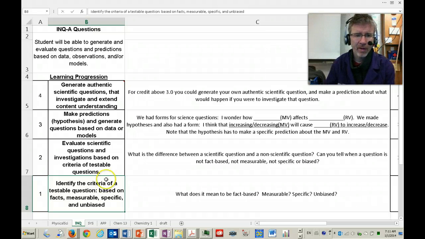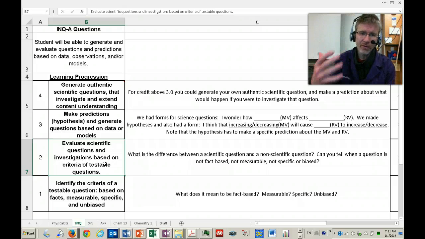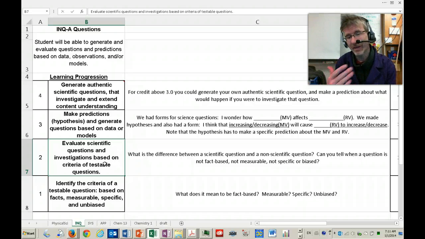Then, of course, we want you to apply those. So evaluate scientific questions. I give you some, or you create some, and you want to apply these criteria and say, hey, that's a good scientific question, or that's a bad scientific question, and here's why.